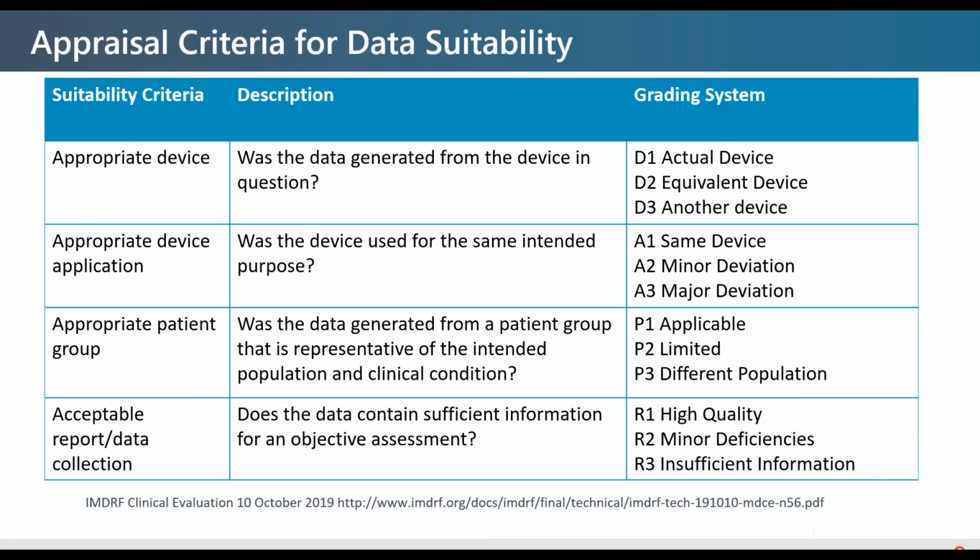So stage 2, remember, was appraisal. This one is from the IMDRF, that 2019 document that I mentioned. I use this in the next chart to decide if the article is the appropriate device, is it the appropriate application, if I'm doing pediatrics, does it include pediatrics? And does it contain sufficient information?